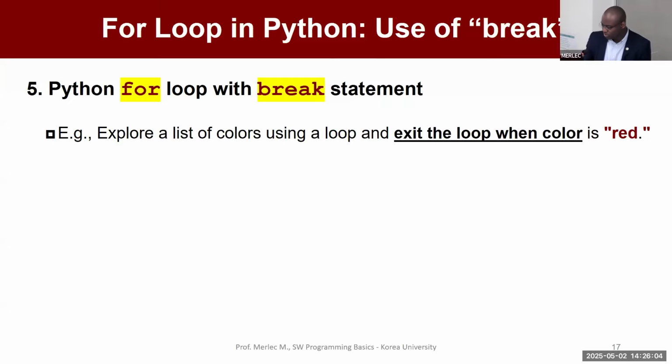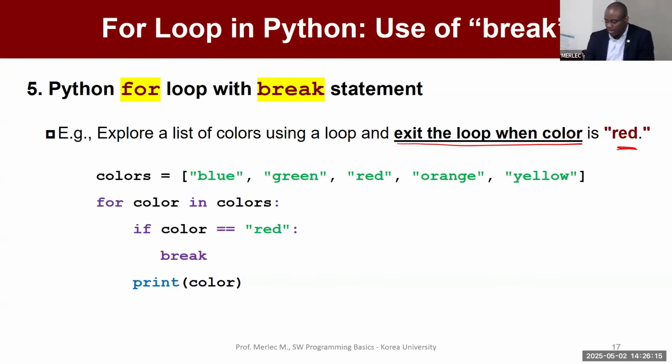In this case, I will use a list of colors. I have a list of colors, and then I put a condition to exit the loop when the color is red. Same thing like we have seen in the previous example. In this program, I have first to initialize the list of objects through which I will be iterating. I have the variable colors, which is used to store a list of colors: blue, green, red, orange, yellow. They are values, represented as objects in a list.